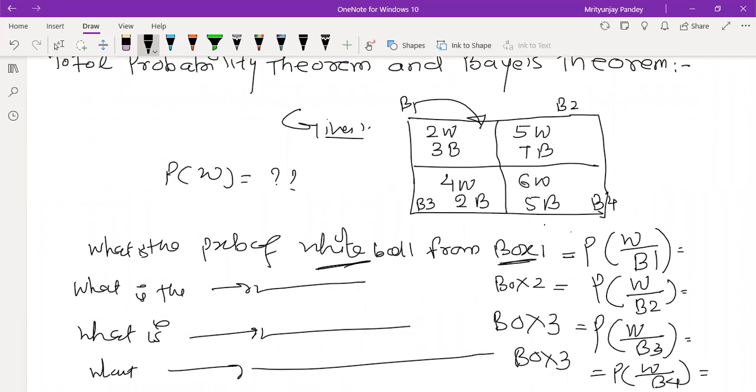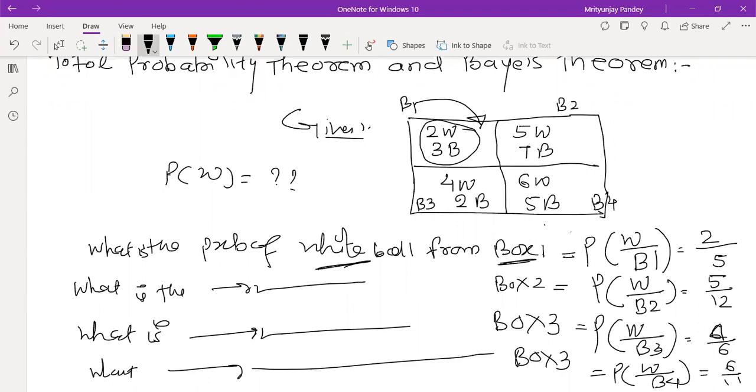So what is the answer of each individual one? In box 1, the total number of balls is 5, and in which 2 balls are white. Your answer is 2 by 5. Similarly, what is the answer of the second part? 5 by 12. Then 4 upon 6. And the last one is 6 upon 11. Right?